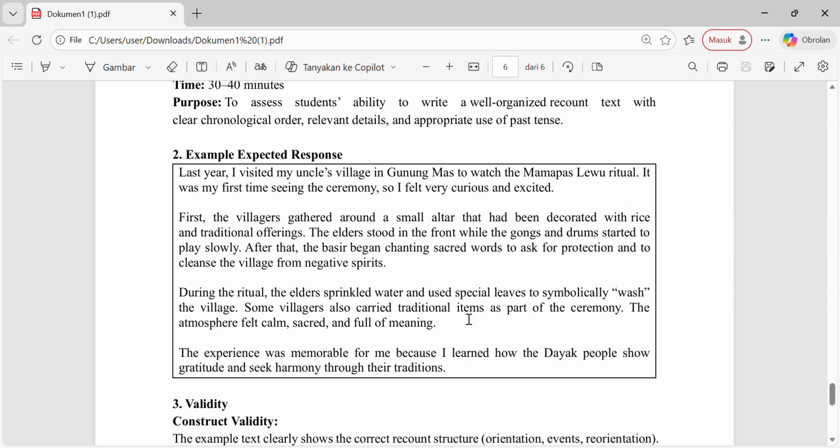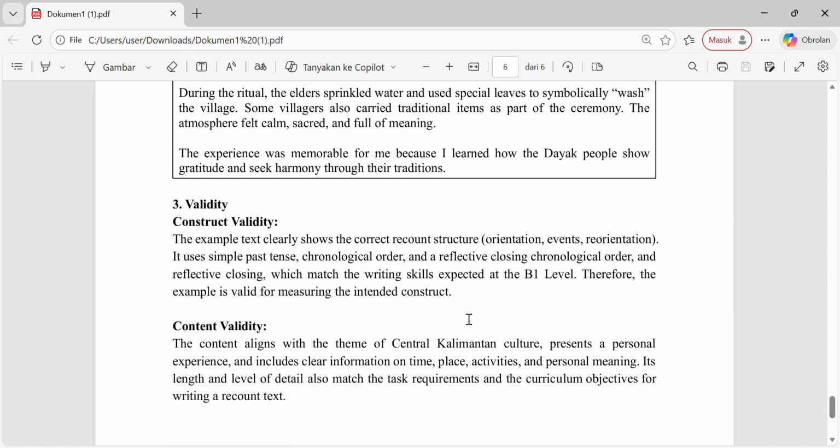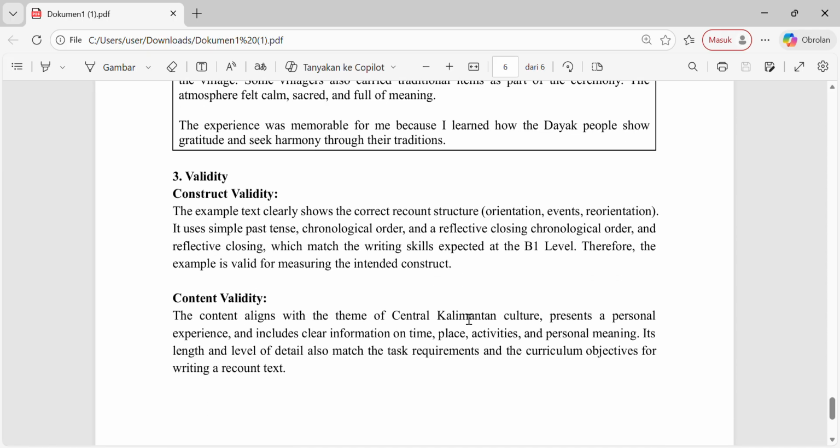This part provides a sample answer that shows the expected quality of writing for a B1 level senior high school, with the example about the Mama Paslewu ceremony. And about validity, for the construct validity, the example text clearly shows the correct recount structure: orientation, event, and reorientation. It uses the simple past tense, chronological order, and a reflection closing, which makes the writing skill appropriate at the B1 level.